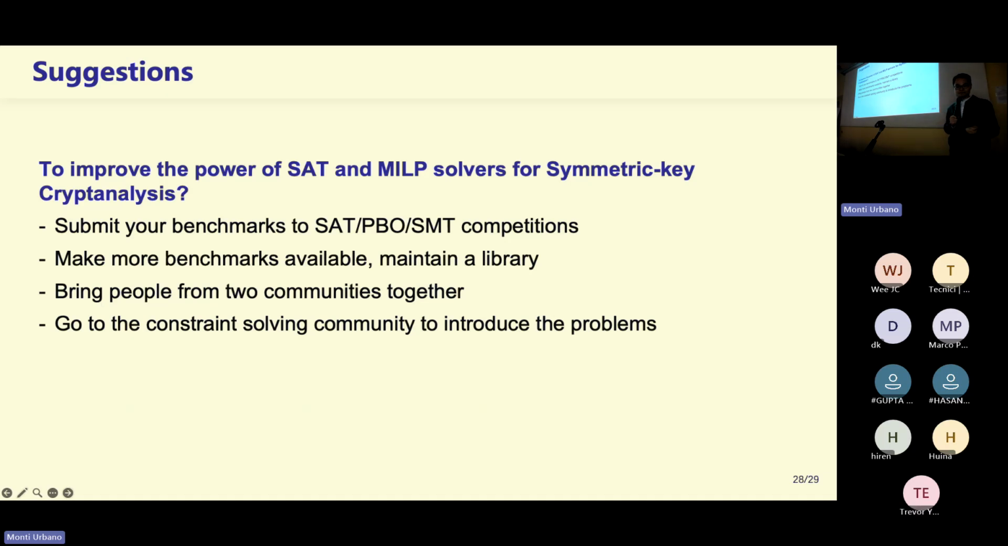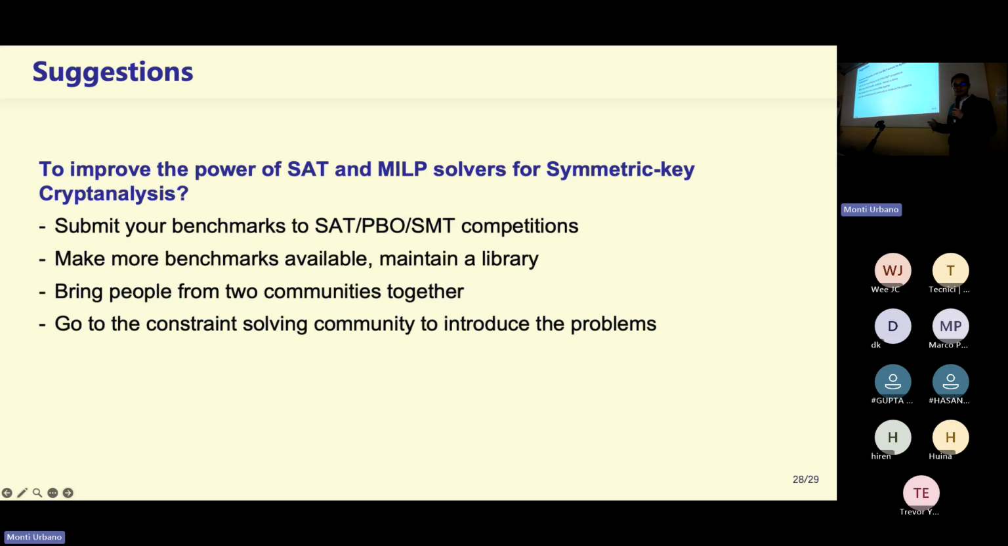So finally, the suggestion: how to improve the power of solvers for symmetric key cryptanalysis. I suppose that first we can make our benchmarks in this community available to the solver communities. For example, we can submit the benchmarks to SAT, PB, or SMT competitions. This is very welcomed. And we can make more benchmarks available. Maybe we can also maintain a library of these benchmarks so that more solver designers can see them.